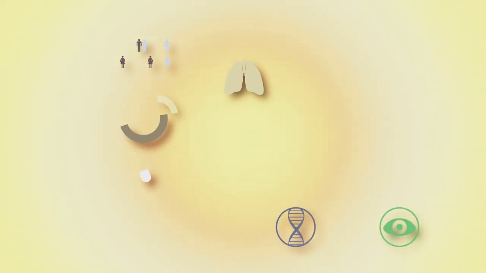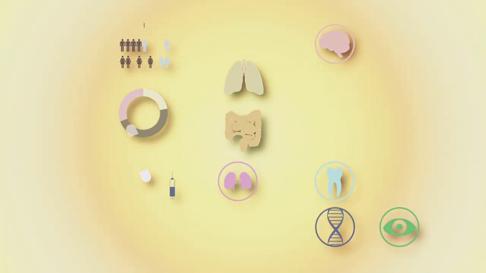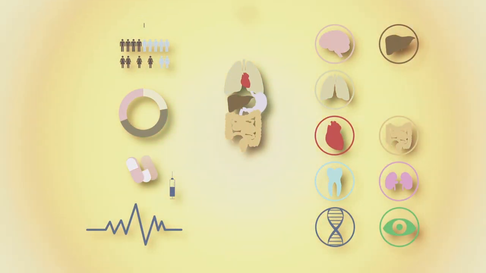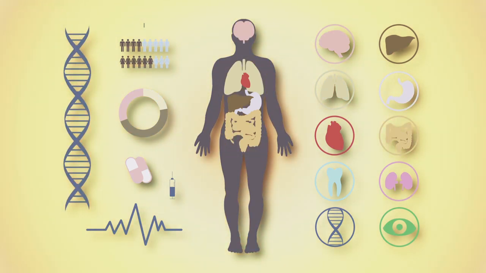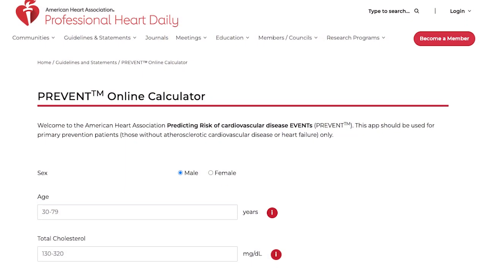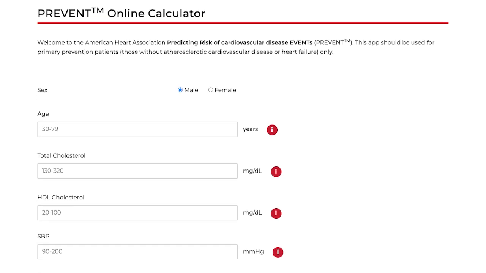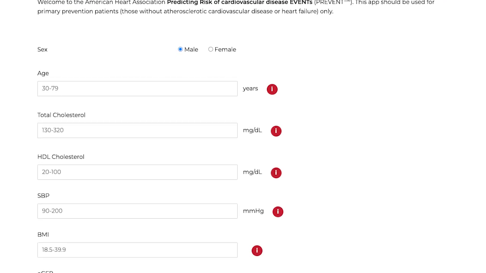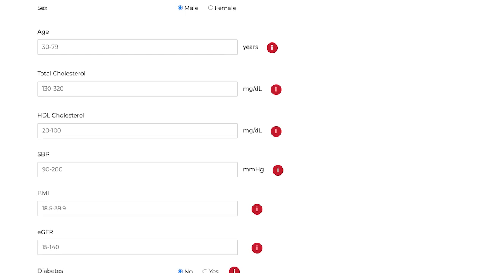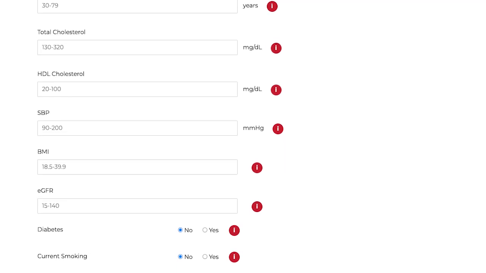Cardiovascular health isn't just about the heart. It's a complex interplay between the heart, kidneys, and metabolism. The American Heart Association's Cardiovascular Kidney Metabolic, or CKM Scientific Advisory Group, developed the PREVENT equations, which estimate 10-year and 30-year risk for cardiovascular disease. Let's listen in.